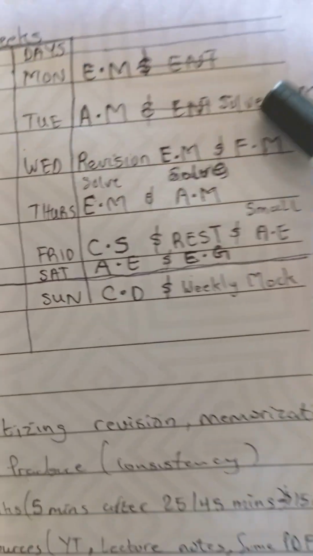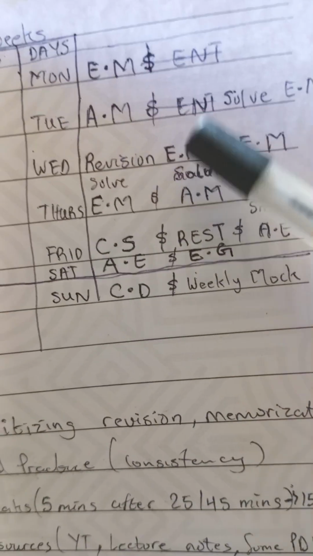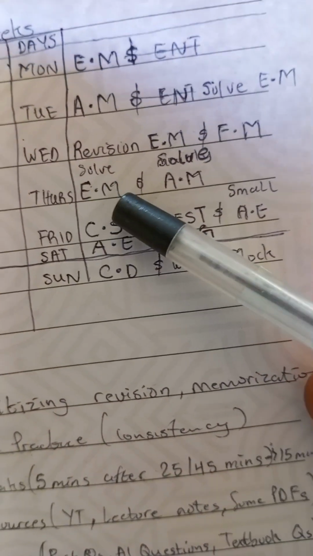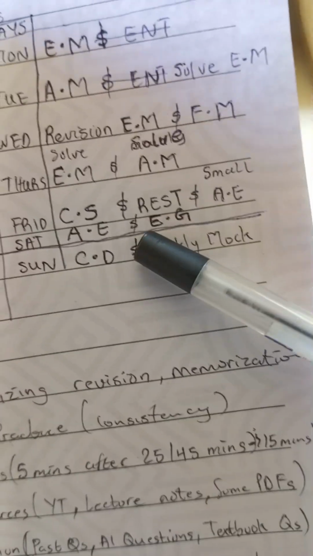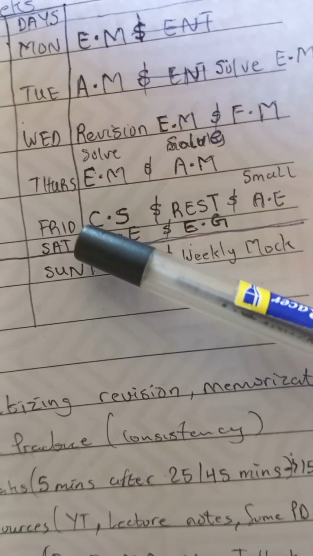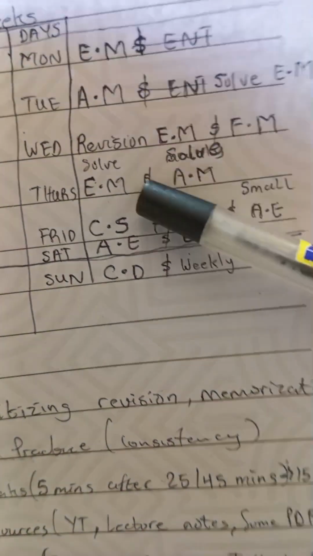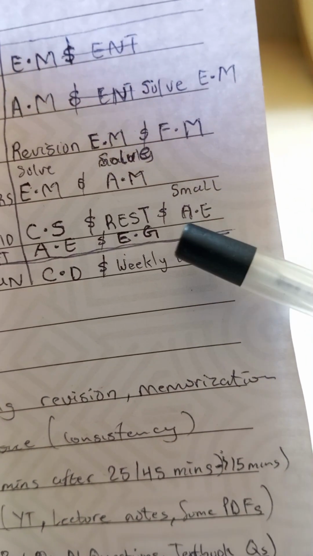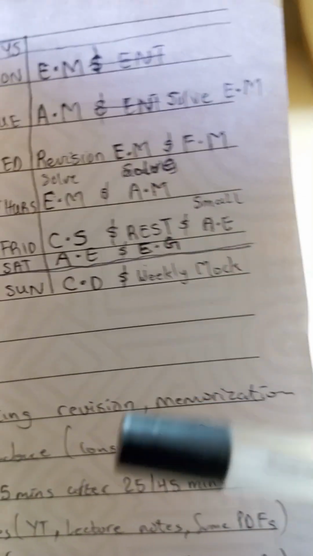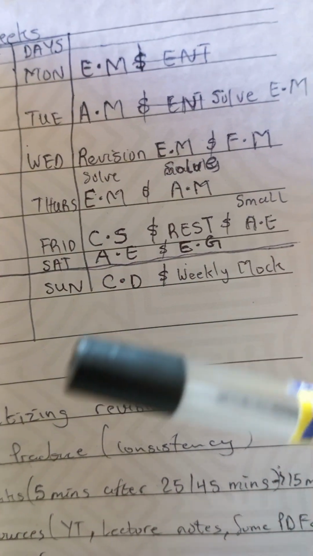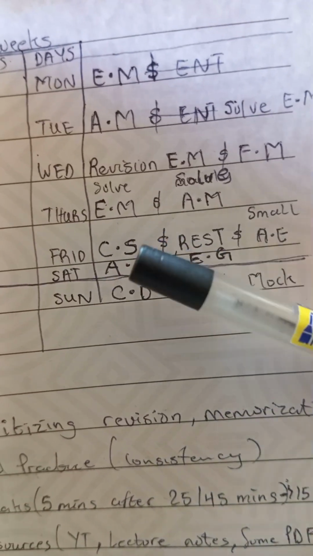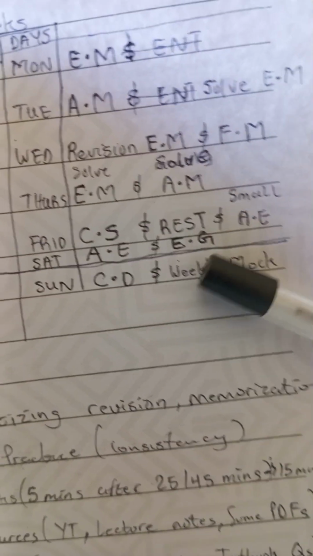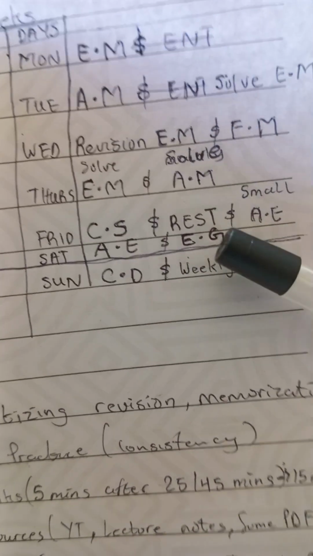On Wednesday, revision of engineering maths and fluid mechanics. On Thursday, I'm solving engineering maths and applied mechanics. Friday, my theory course, which is computer and software engineering, and I will take a rest. And if I can, I would study a little bit of applied electricity. Then Saturday is a free day for me, I don't go to school on Saturday, so applied electricity and engineering graphics, which is a drawing course, will fit in on that day.